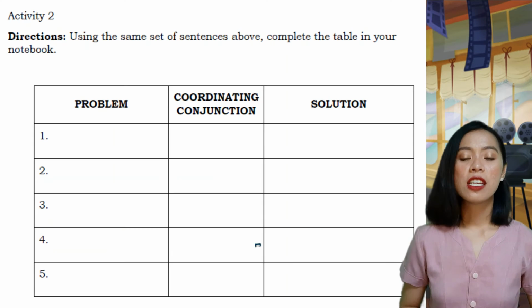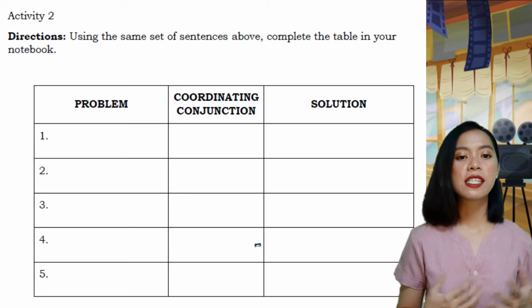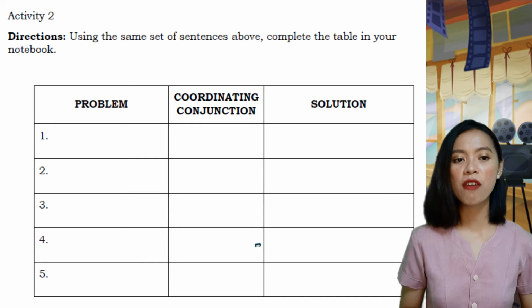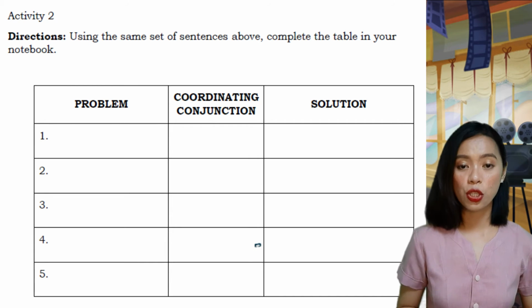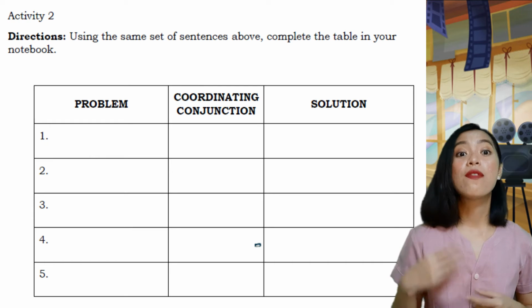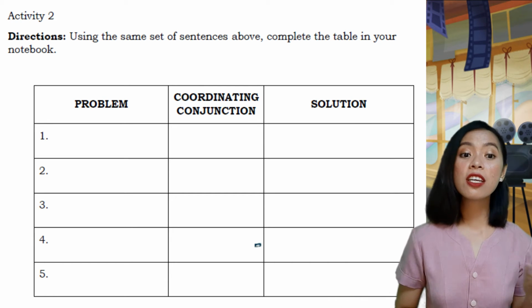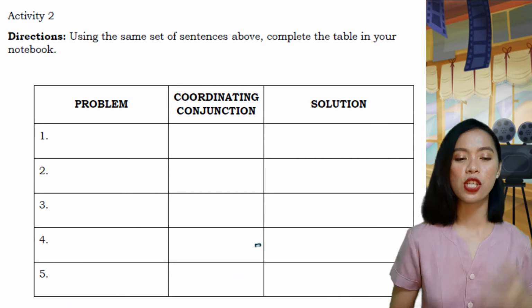Activity 2. Direction. Using the same set of sentences above, complete the table in your notebook. You'll answer the problem, coordinating conjunction, and the solution. How are you doing with our activities? Did you have any difficulty in answering them? There are still more activities for you to answer. Let's check your understanding of the lesson by doing this next activity.